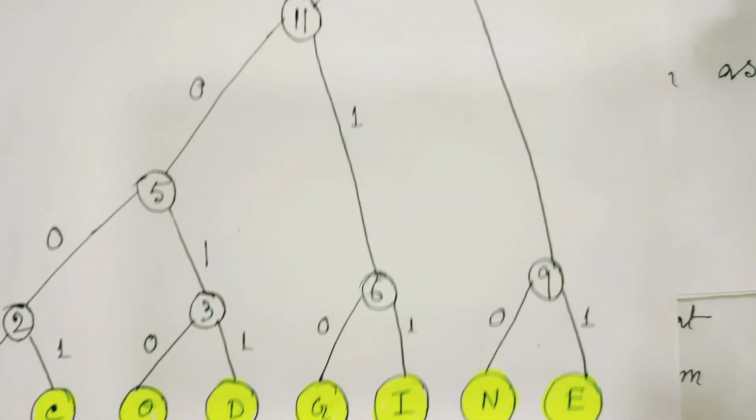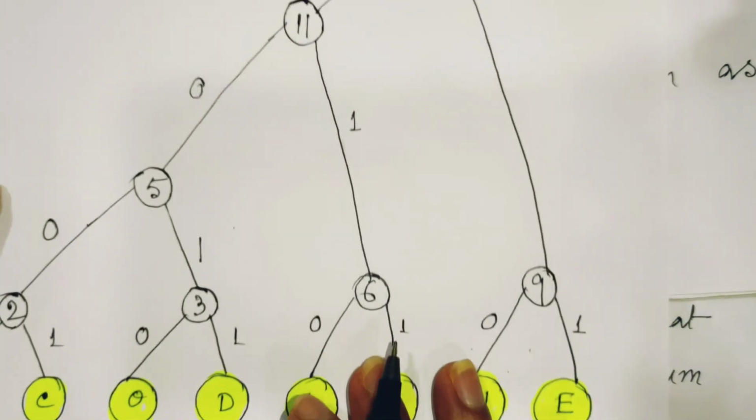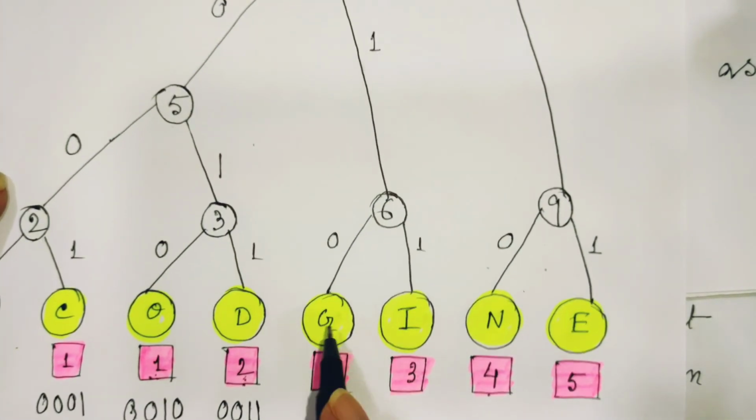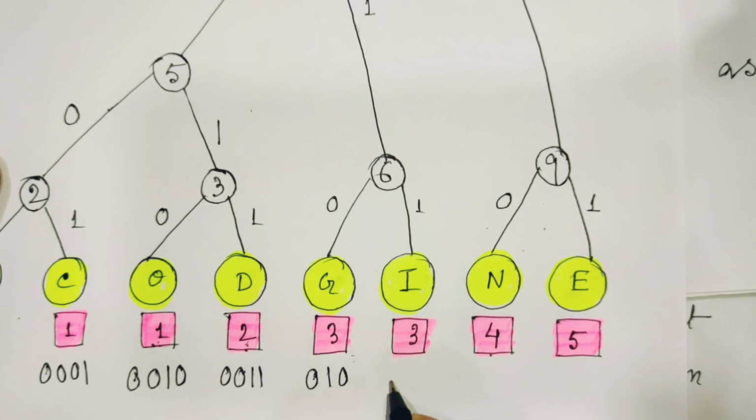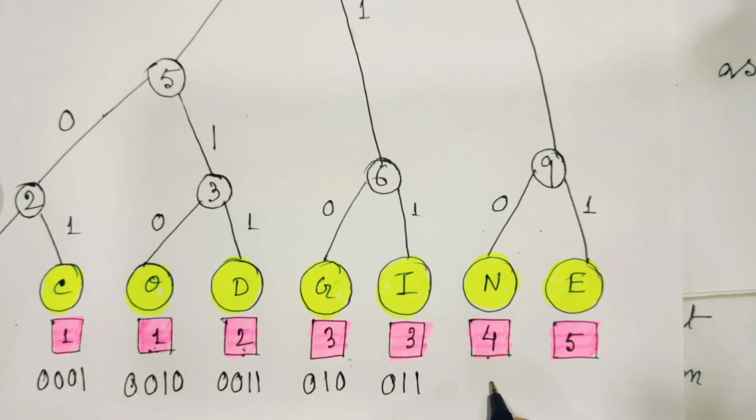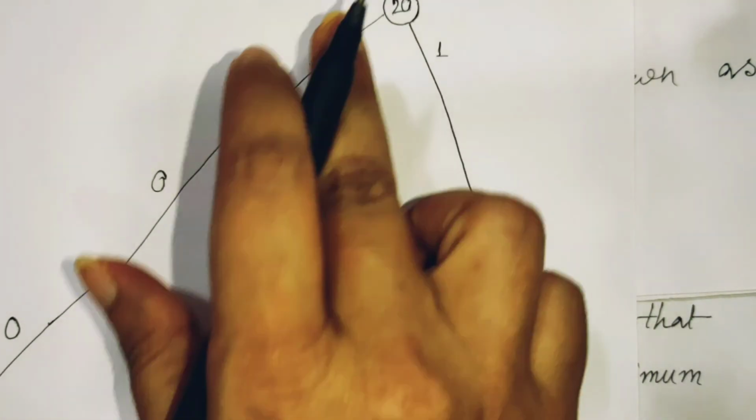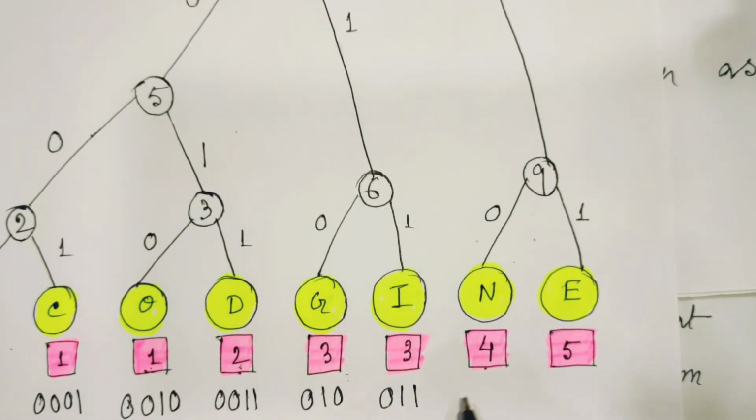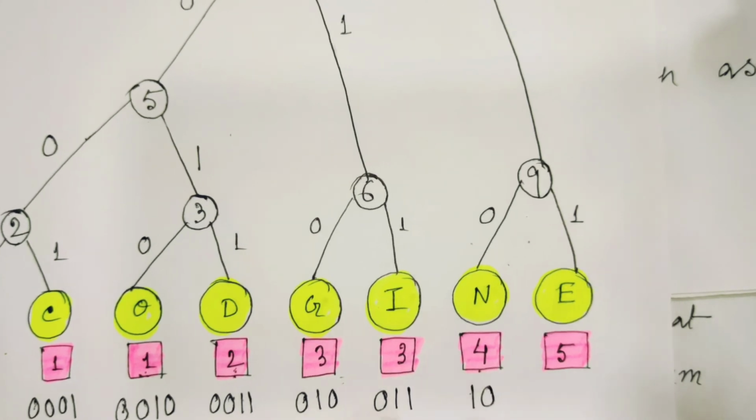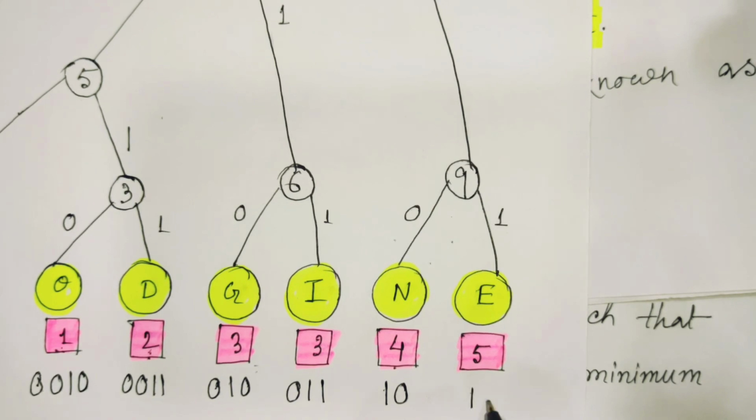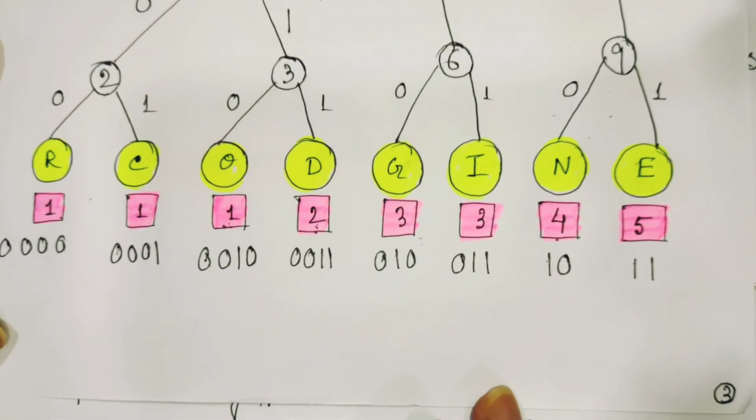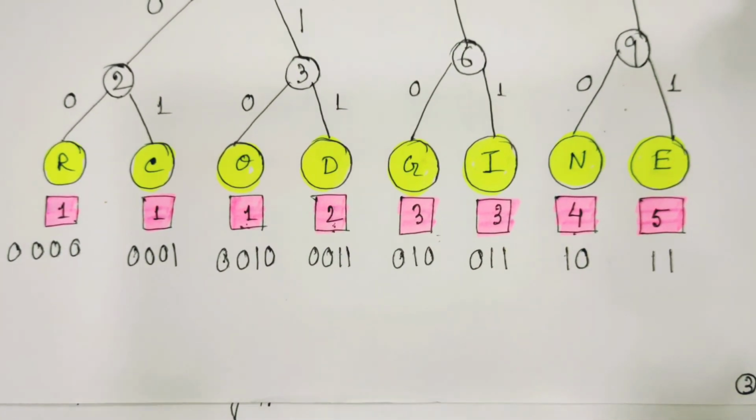Now for G, it should be 0, then it is 1, then it is 0. So it is 0, 1, 0. And for I, similarly it is 0, 1, 1. And for N, it is 1, directly 1 and 0. So it is 1 and 0. And for E, it is 1 and 1. So just look, we shall find out the prefix code for all those data.